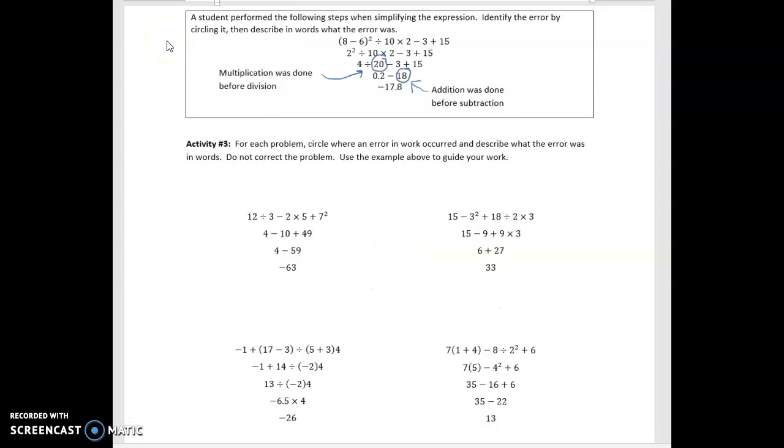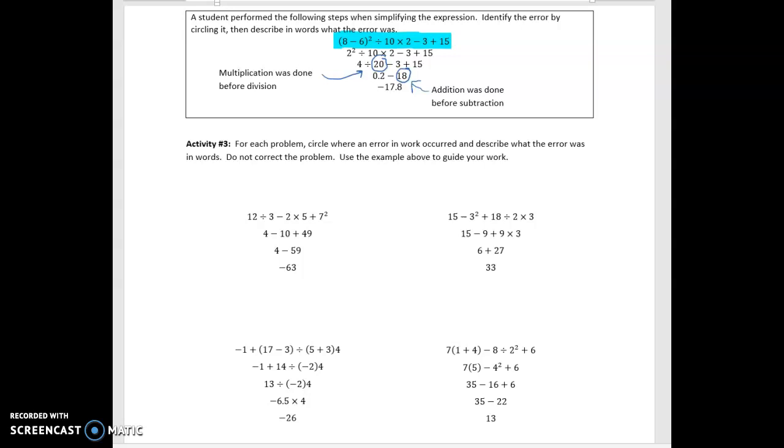So on the next page, we're looking at finding errors in a simplification. So this student had this. Keep in mind that this is our original problem and there's never an error in the original line because that's what's given to us. So there's no error here. We're going to want to look at the next line.